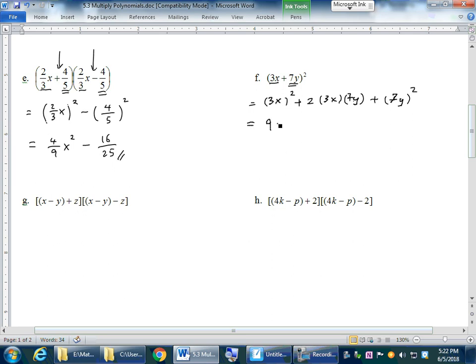So it will be 9x squared plus 6 times 7 is 42xy plus 49y squared.